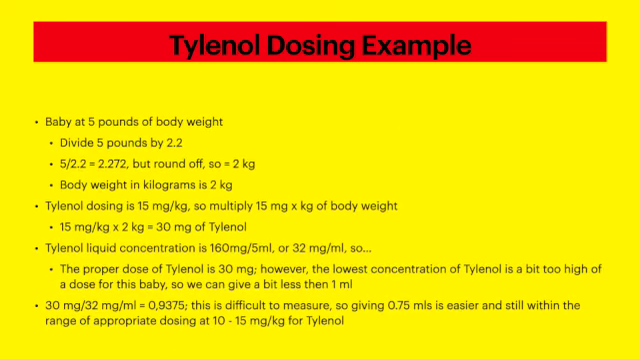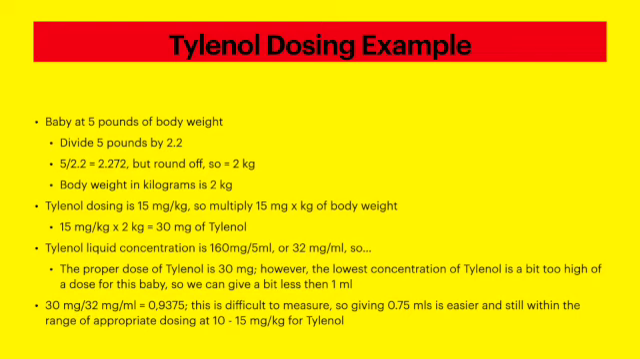Now let's look at a second Tylenol dosing example. Again, we have a baby at 5 pounds of body weight. Divide 5 pounds by 2.2, which again gives you 2 kilograms in body weight. Tylenol dosing is 15 milligrams per kilogram, so multiply 15 milligrams times kilograms of body weight, which will give you 30 milligrams of Tylenol. Tylenol liquid concentration is 160 milligrams per 5 mL, or 32 milligrams per mL. So the proper dose of Tylenol is 30 milligrams.